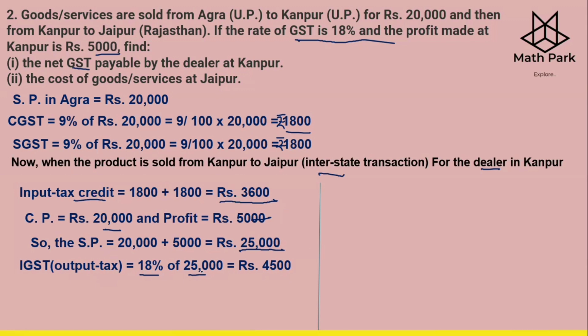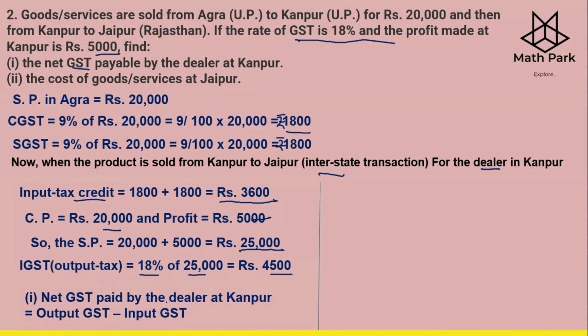18.18 times 25 you can do, and you can get it easily, 4,500. So the net GST paid by the dealer at Kanpur, which is to be paid to the government, is output GST minus input GST, which is 4,500 minus 3,600, which is rupees 900 to be paid. This is the first part done. So the net GST paid is rupees 900.